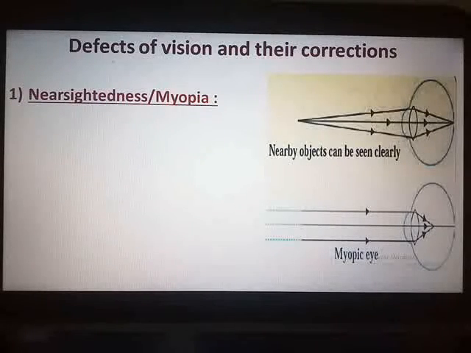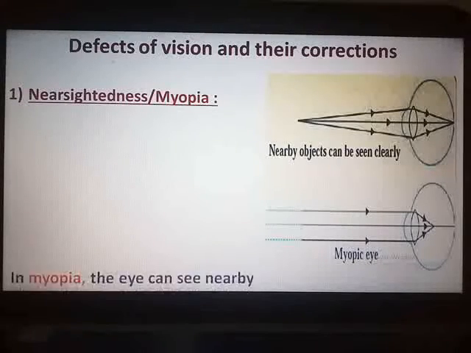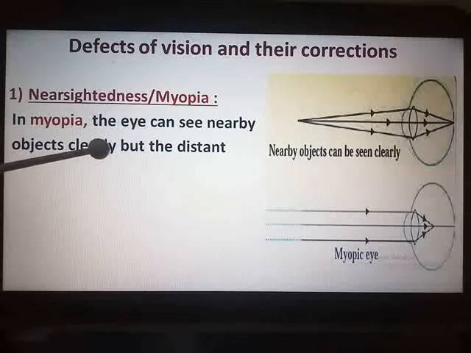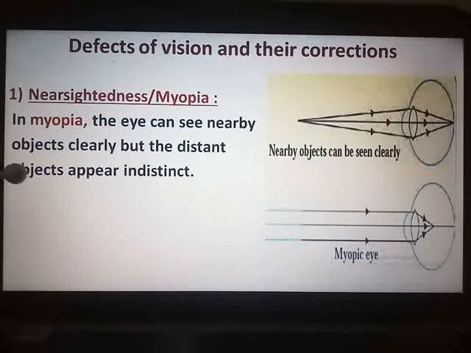Nearsightedness or myopia. Look at the word. This word itself tells you that in this defect, the person is able to see nearby objects, nearsightedness. So in myopia, the eye can see nearby objects clearly, but the far away or distant objects appear indistinct. They cannot be seen clearly.